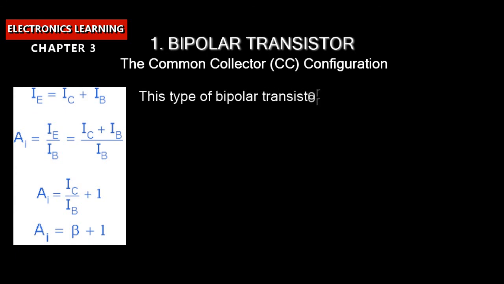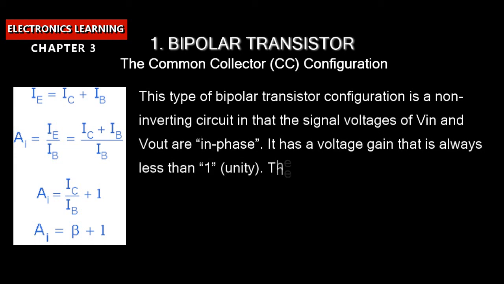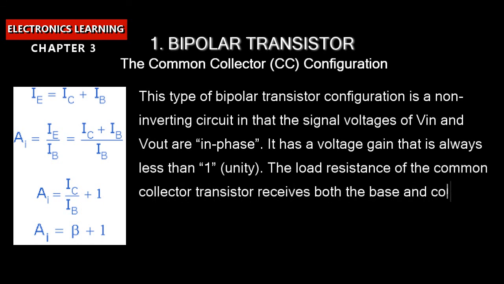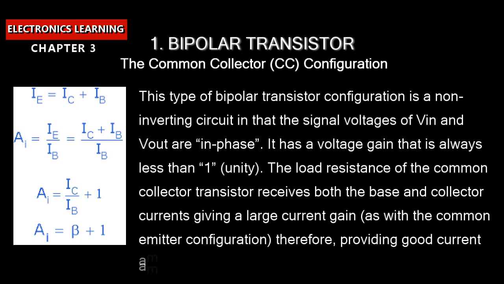This type of bipolar transistor configuration is a non-inverting circuit, in that the signal voltages of Vin and Vout are in phase. It has a voltage gain that is always less than unity. The load resistance of the common collector transistor receives both the base and collector currents, giving a large current gain, as with the common emitter configuration, therefore providing good current amplification with very little voltage gain.